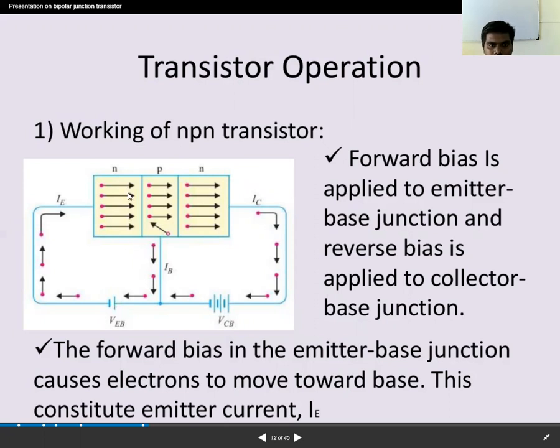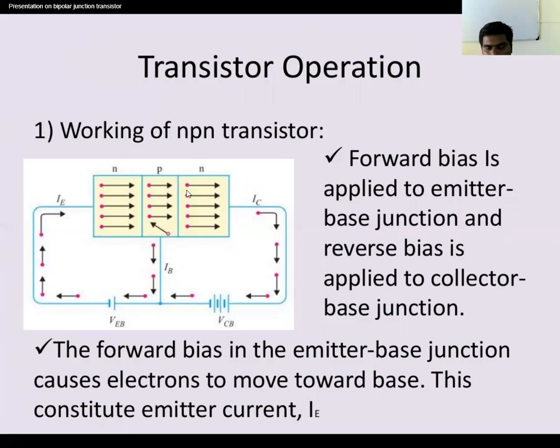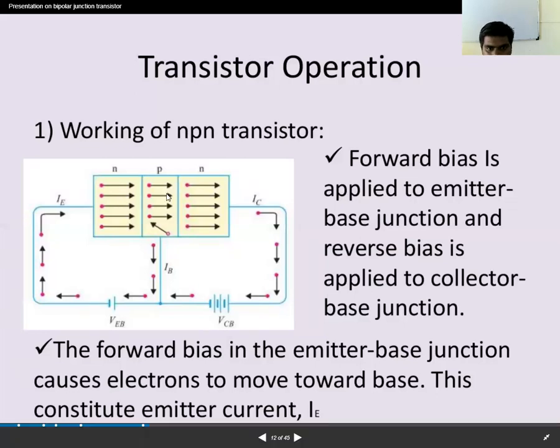As you know, in normal conditions the holes in the P region and the electrons in both the N regions are at random locations inside the NPN layer. When we supply some external force with the help of batteries, with the help of these two batteries, you are giving energy to these electrons and holes. As you know, there are two junctions, so for two junctions, two separate sources are provided.